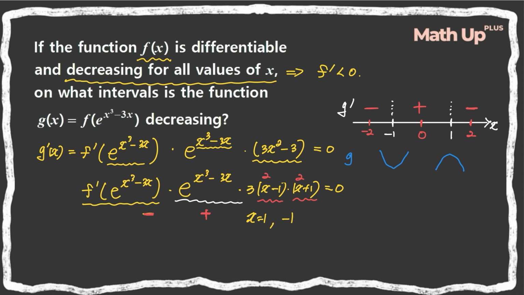The question was to find the intervals where the graph of g is decreasing. So what are the intervals? The intervals are when x is less than negative 1 or x is greater than 1. In interval notation, we can write from negative infinity to negative 1, or from 1 to positive infinity.